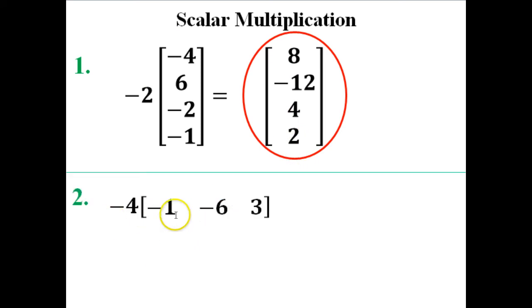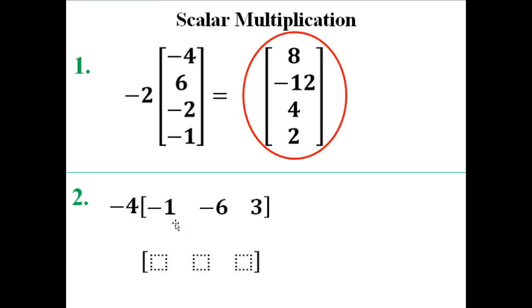This particular one, the matrix on this one is 1 row by 3 columns, so it's a 1 by 3 matrix, and we're multiplying this -4 on the outside of it. And again, we're going to do the same thing. This is a 1 by 3 matrix, so our answer is going to be a 1 by 3 matrix. And essentially all I'm doing is taking this -4 and distributing it to everything inside.